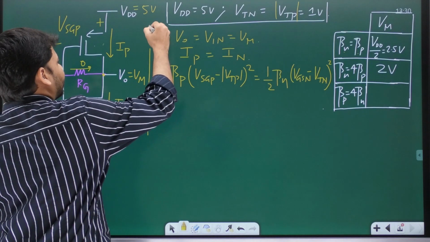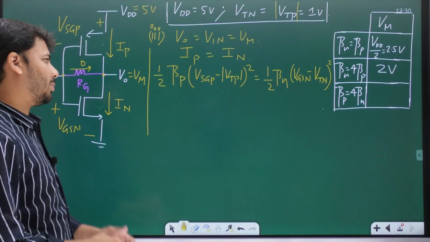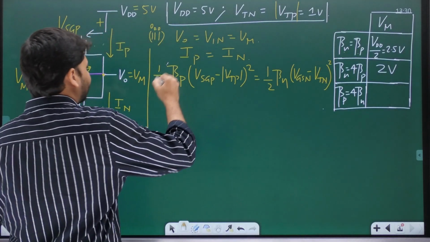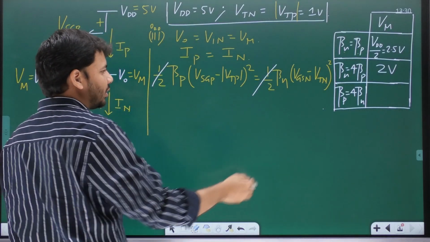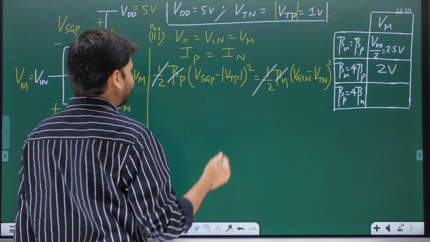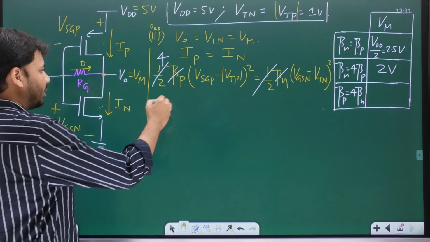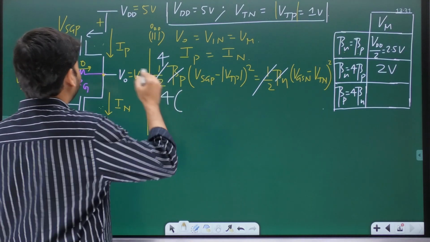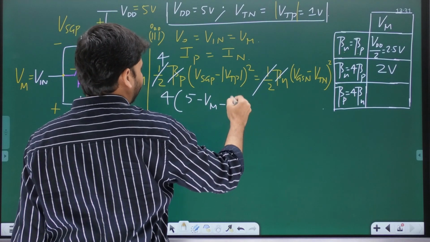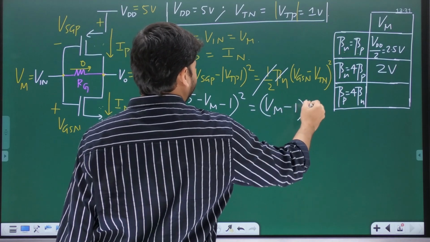Okay. So in the third case, beta p is 4 times beta n. Once again, we have the same equation from Ip equal to In. On both the sides, half and half will cancel out. And because beta p is 4 times beta n, beta p, beta n will cancel out. This time on the left hand side, you're going to have 4 times VSGP, that is (5 minus Vm minus mod VTP) whole square, is equal to (Vm minus 1) whole square.